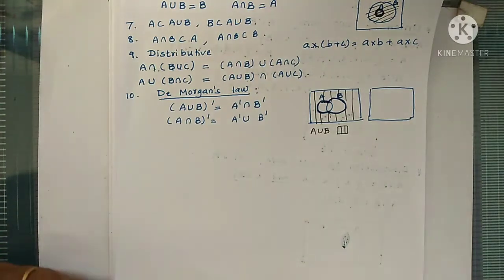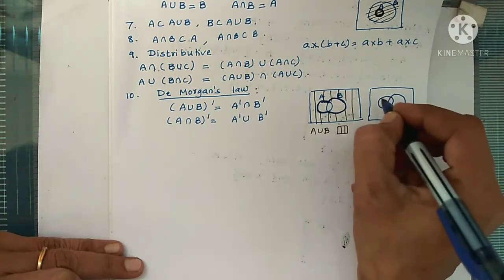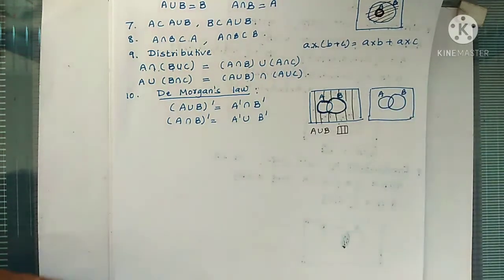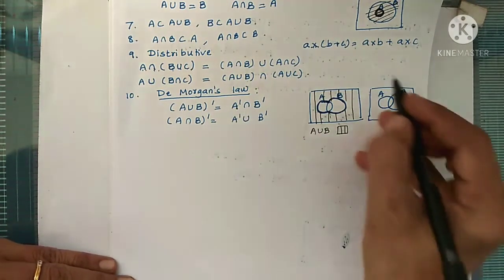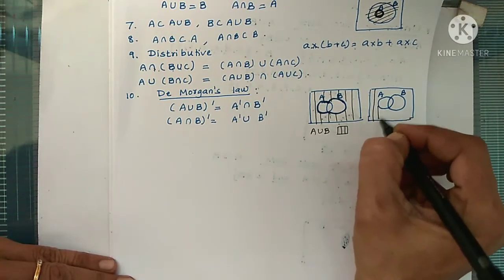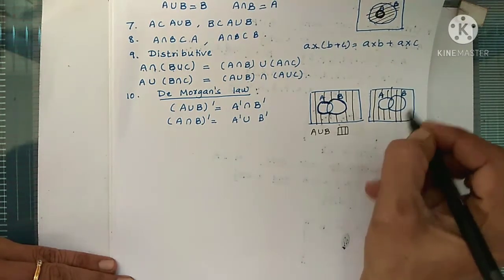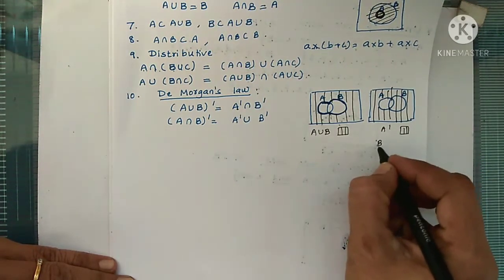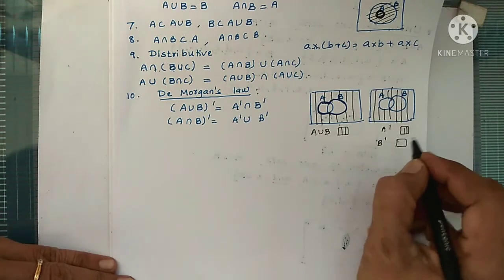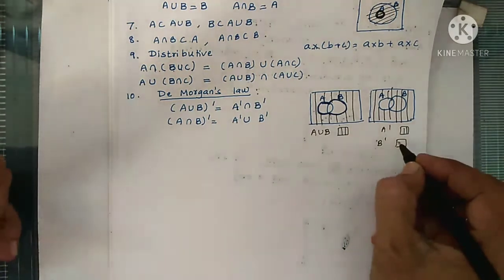Now for the second one, for the right hand side, it is A dash intersection B dash. So let this be circle A and this is circle B. Now first of all we have to draw A dash. A dash means the part of the rectangle other than A. So let's denote A dash by vertical lines. So consider only circle A and shade the part of the rectangle other than A. So this is A dash. So A dash is denoted by vertical lines. Now let's draw B dash by horizontal lines, and let it be in red color. So this is B dash.